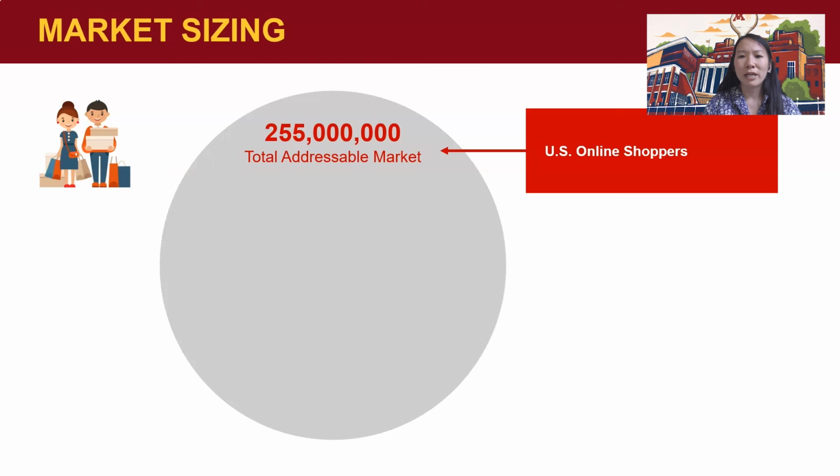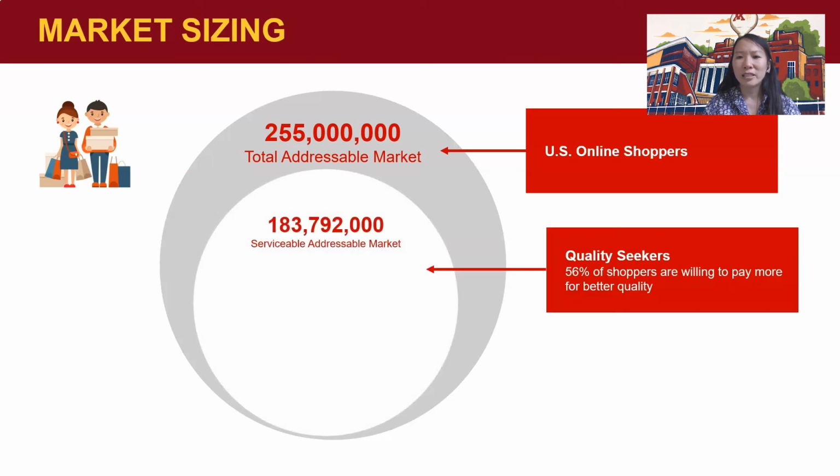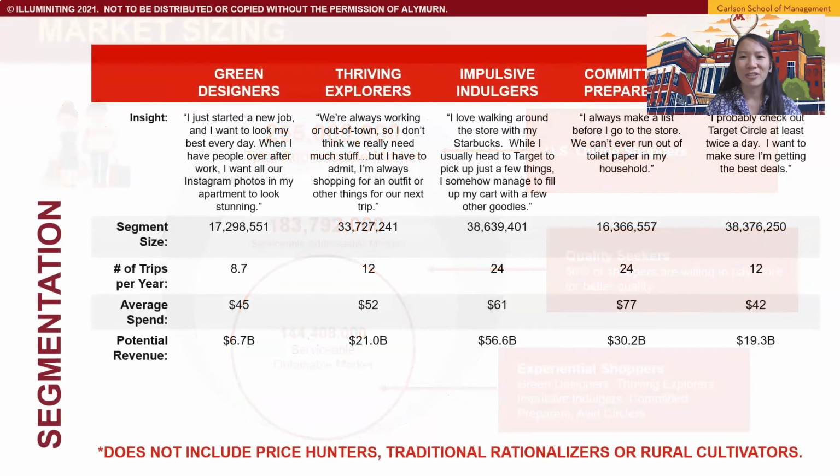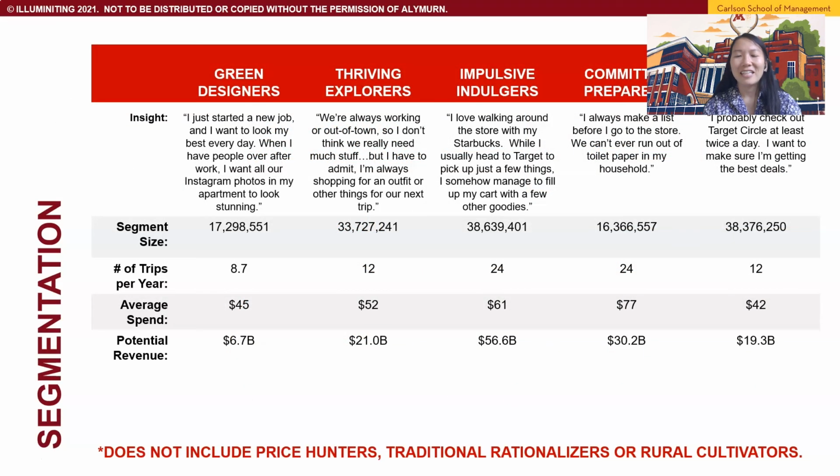These are those who are willing to pay for better quality, who truly meet the target guest profile. And finally, the serviceable attainable market is 144 million, focused on shoppers who are highly involved in the shopping experience. The green designers, the thriving explorers, the impulsive indulgers, the committed preparers, and the avid circlers. So as we look at Target segmentation, you'll see right underneath, just like in the last one, the insights that drive these segments. They're there just as a reminder to ground you in each one of these segments.